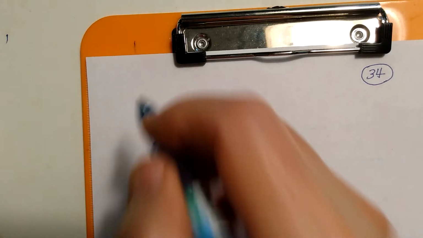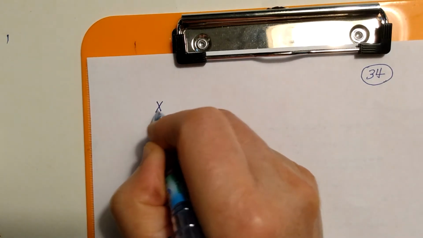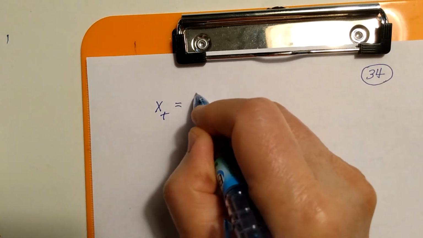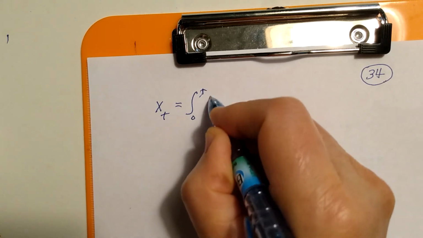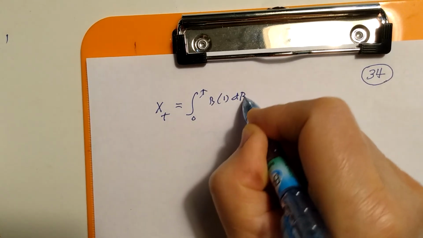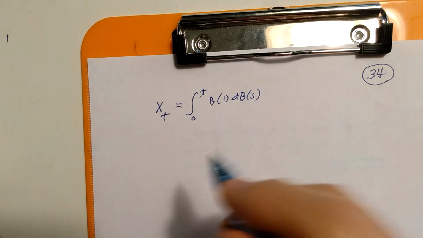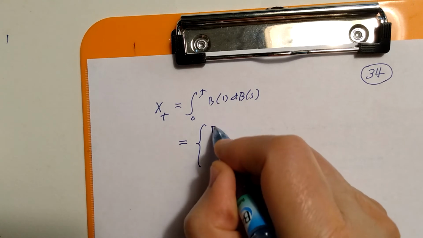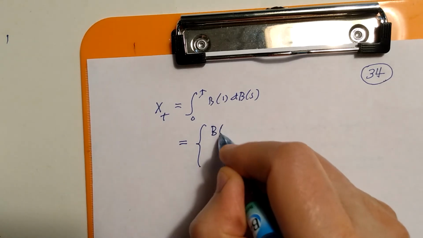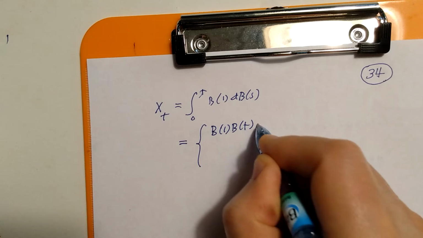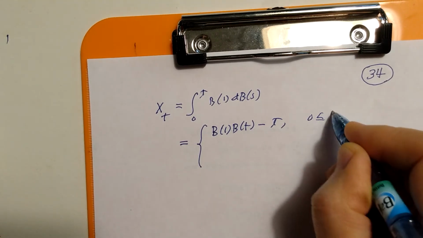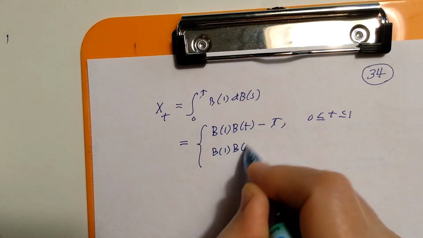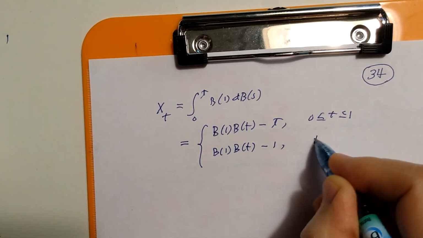Okay, so let me remind you that from the previous video, we have X of t being the integral from 0 to t of B1 dBs for t greater than or equal to 0. And we know that this equals, there are two cases. The first case, t between 0 and 1, it's B1 Bt minus t. And then B1 Bt minus 1 for t greater than 1.